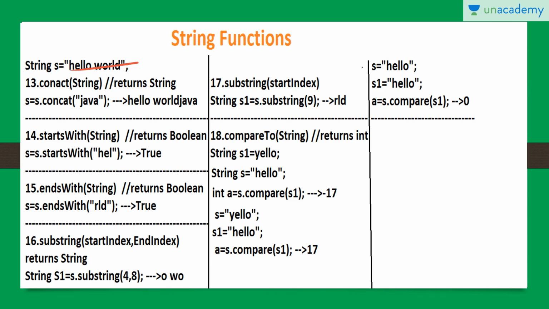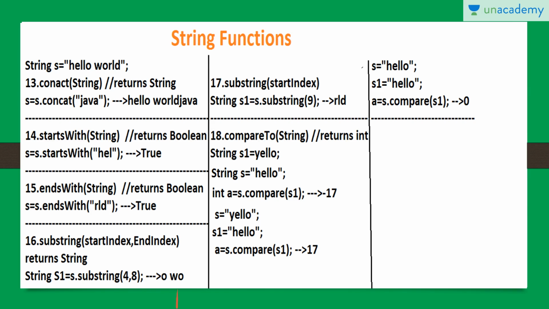So basically we know that O is present at the 4th index, so it will give us O, then space, W and O. Why? Because the 8th index is present at R. So R is present at the 8th index, but it doesn't count the last index that we have included here. I mean if we write the end index as 8, then it will give us a substring till 7. At 7 O is present, so it gives us O. So it will print us the substring from the starting index and up to less than the end index.